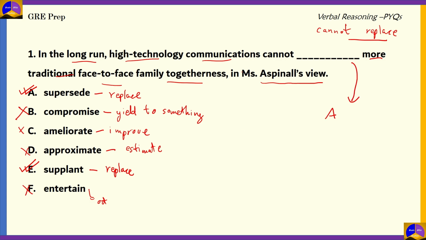So to summarize, this particular question has the context that high technology communications cannot replace traditional face-to-face family togetherness. We need to find words in the options that have meanings similar to the word replace. So in this particular question, options A, supersede, and option E, supplant, do mean the word replace. So therefore options A and E turn out to be the right option.